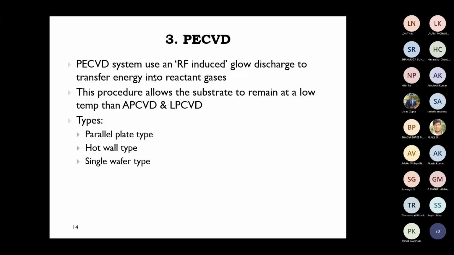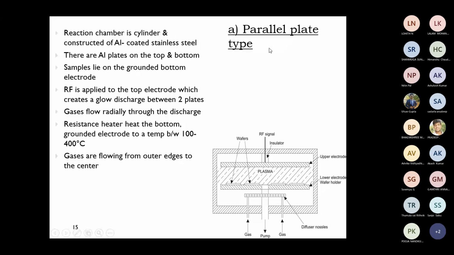Second is plasma enhanced CVD. This is kind of the future, it is very important, and nowadays it has become very popular. So always keep in mind that heating has to be done by some mechanism. In this case, the heating inside will be by plasma. The types are parallel plate type, hot wall type, and single wafer type. I'll move a little bit fast because I'm not feeling well.